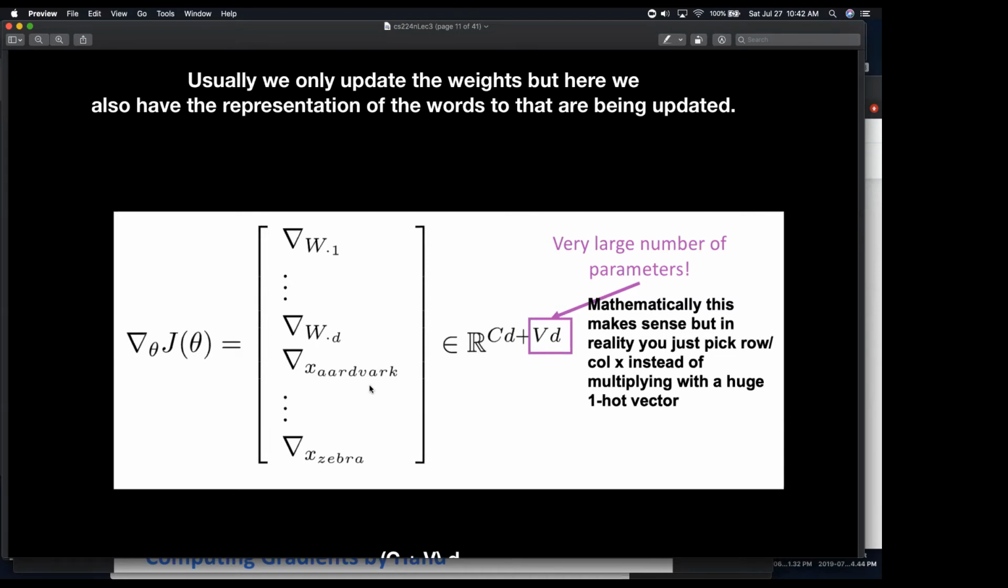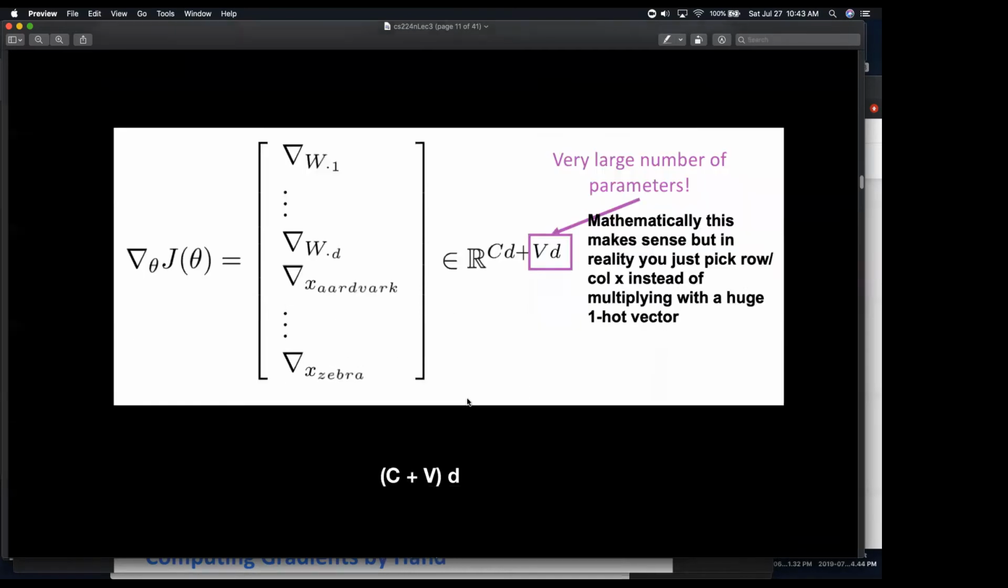Look at the size of this matrix, C·D plus V·D. V is basically all your vocabulary terms, right? The number of words that you have. And then C over here, if I'm not wrong, is the number of classes that you're trying to segregate them into, I think? Yeah, I think that's what that is. And D is basically the dimension of each of these word vectors. And since you're concatenating them, they need to align up like that.